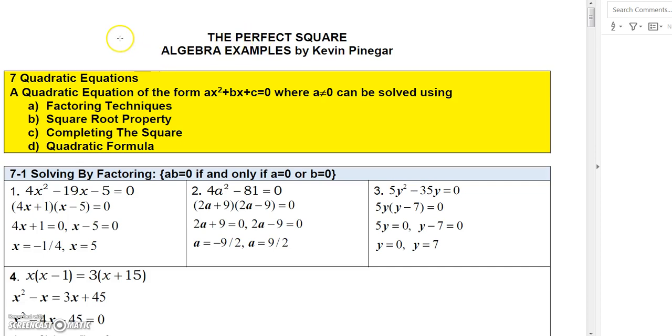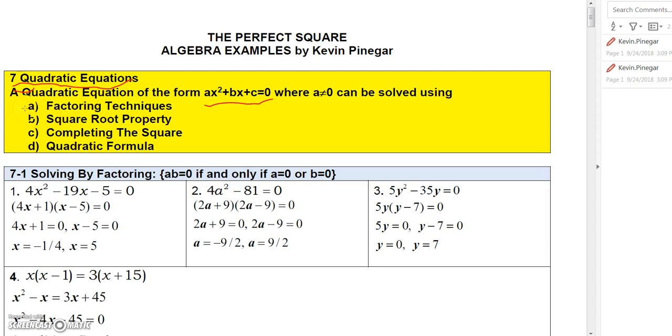Hello again. Today we're going to talk about solving quadratic equations. And so when we get into quadratic equations, remember a quadratic equation is an equation that can be written in the form of ax squared plus bx plus c equal to 0, where of course a is not 0, otherwise it wouldn't be a quadratic then.